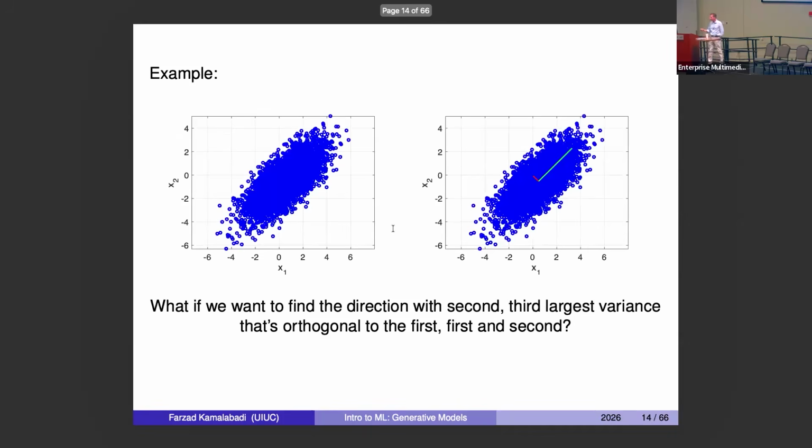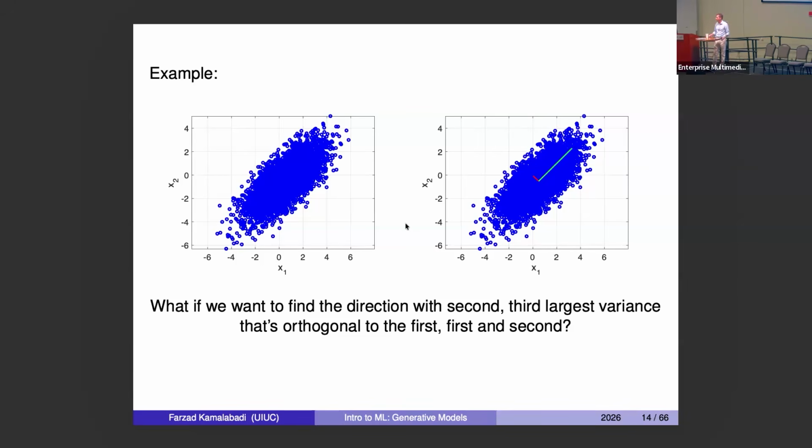Okay. What does that mean? It means that if I do that decomposition, here, this light blue line is the direction given by the eigenvector that corresponds to the largest eigenvalue lambda. And then here is the second and so forth. So the obvious question is, what if we want to find the direction with the second, third, and so forth largest variance that's orthogonal to the first and second, like the third one?